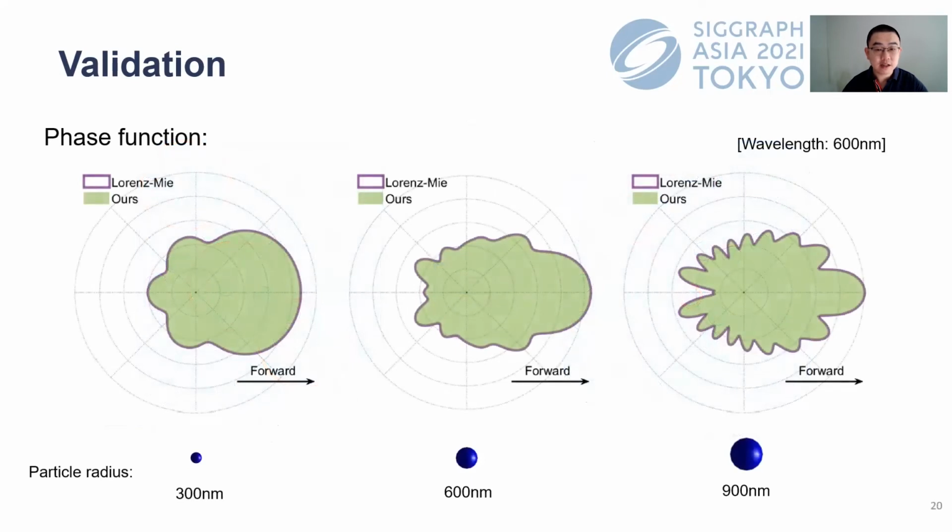We focus on the configuration where a cluster contains only one spherical particle, as this is a fundamental assumption of the Lorentz mean theory. We visualize computed single scattering phase functions at the wavelength 600 nanometers with 3 particle radii: 300, 600, and 900 nanometers. From left to right, the particle size increases, and our results match those given by the mean theory exactly.